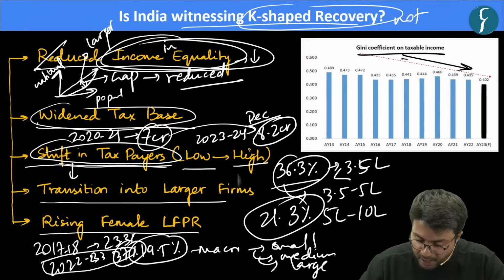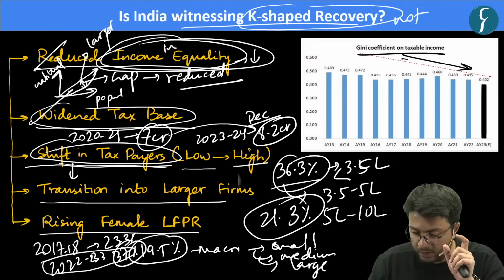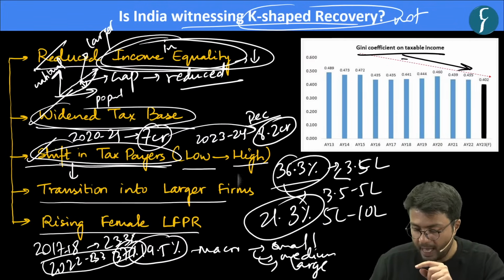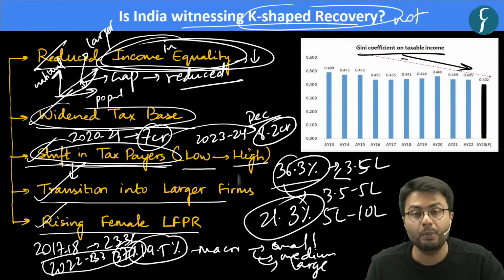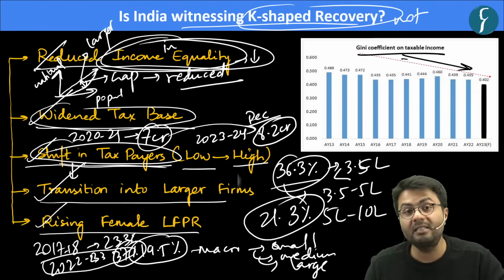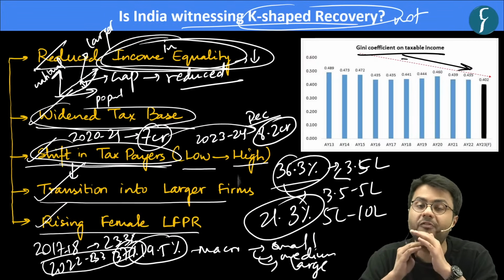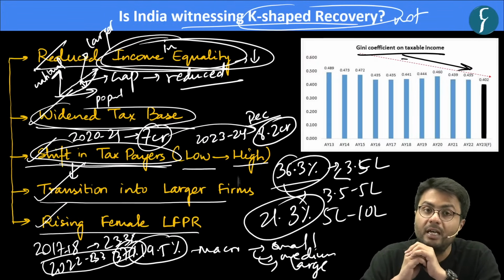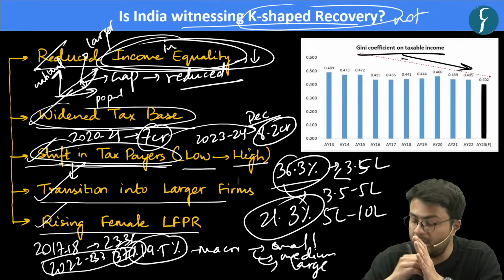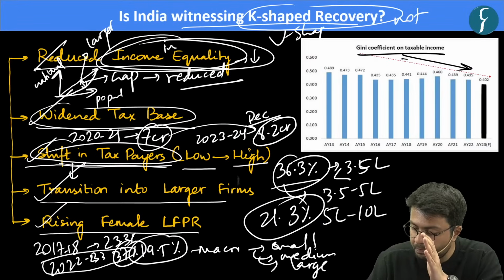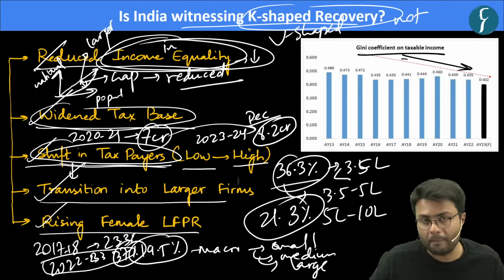And all these factors, that is, reduced income inequality because of a widened tax base or shift in taxpayers, as well as transition into larger firms, as well as the rising female labor force participation rate, highlight that inequality in the Indian economy has actually decreased after the pandemic. And this highlights that India's economic recovery was not K-shaped, rather it was V-shaped. And this has resulted in various examples.